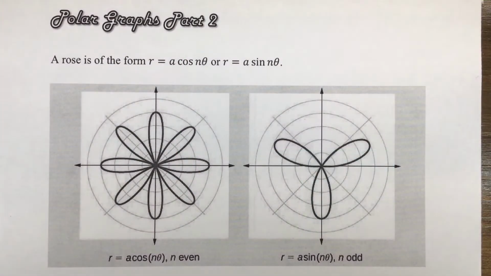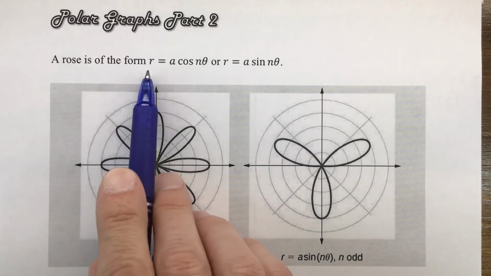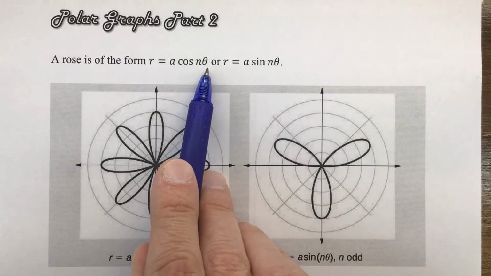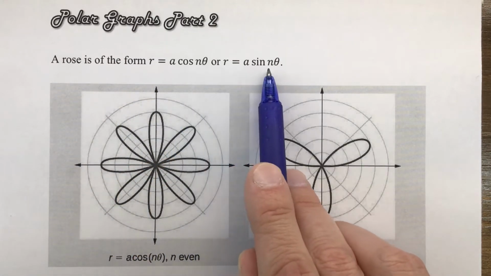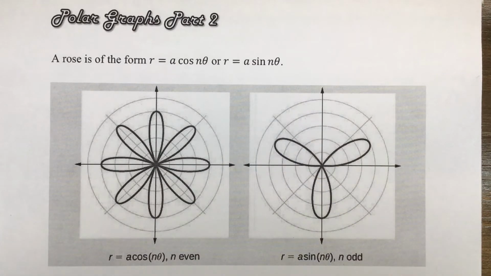Polar graphs part 2. What we're going to do here is look at 3 more of the classic type curves that we can get. The first that we're going to look at is a rose. A rose is of the form r equals a cosine n theta or r equals a sine n theta. Again, you can either have a cosine or you can have a sine.